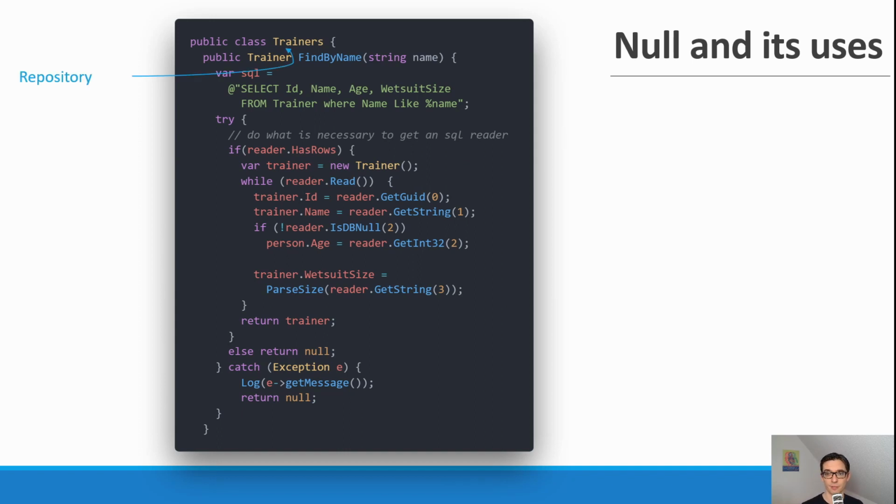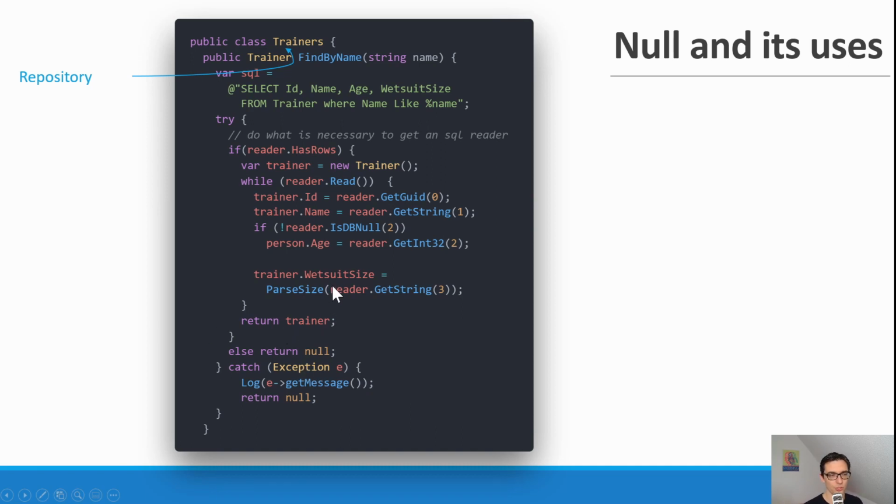So we have a repository, and this repository has a function to find a trainer by a name. In here we have a SQL query, and then a try-catch block, and we get a reader somehow, and read through the result of the SQL query, and then we create a new trainer. If we find some rows, we create a new trainer and fill it with the values, and in the end we return a trainer. We also have some error handling in here where we are catching exceptions, etc.